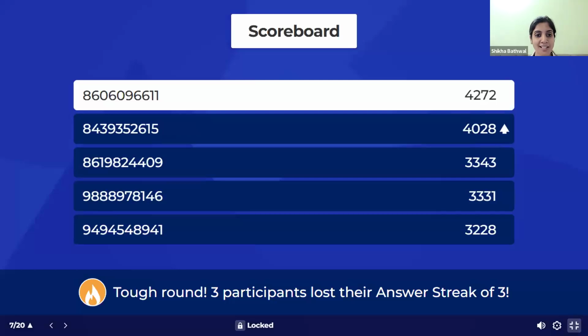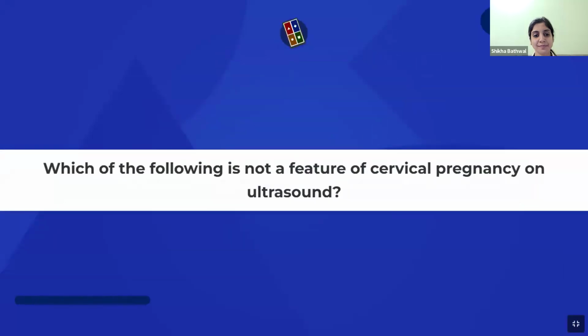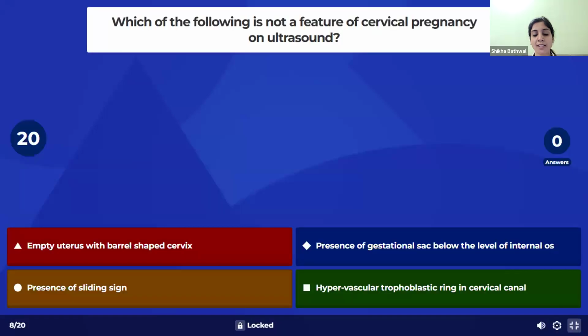Okay, so 8606096611 is leading. Next question, please. Which of the following is not a feature of cervical pregnancy on ultrasound? Empty uterus with barrel-shaped cervix, presence of gestational sac below the level of internal os, presence of sliding sign, hypervascular trophoblastic ring in cervical canal.